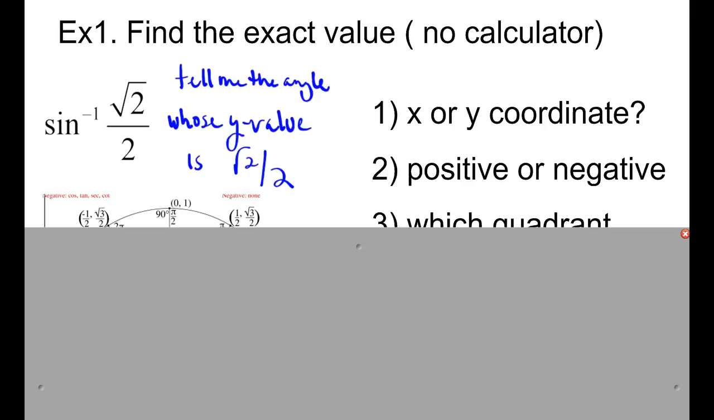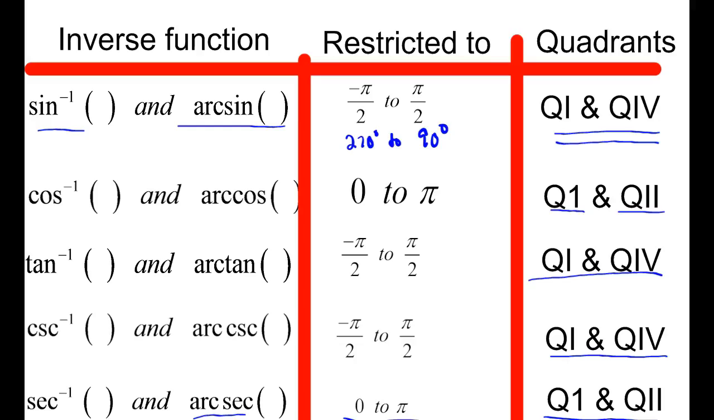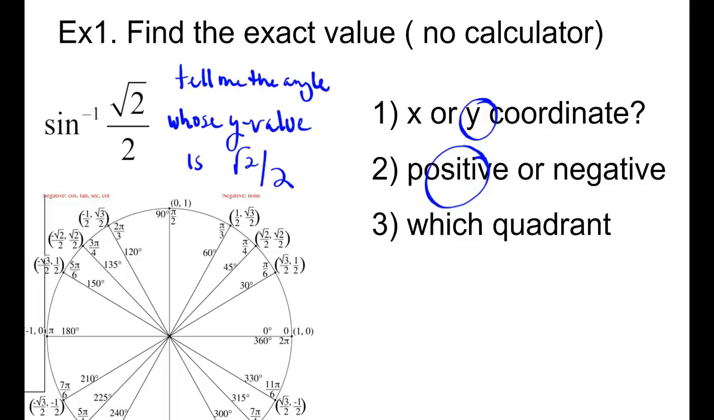So the first thing I want you to ask yourself is, are we looking at x or y coordinates? Well, sine goes with y, so we're looking at a y coordinate. Is this argument, square root of 2 over 2, positive or negative? It's positive. Which quadrant are we in? I'm going to go back and look at that sine table. That sine table says I'm restricted to Q1 and Q4. My answer can either come from Q1 or Q4.